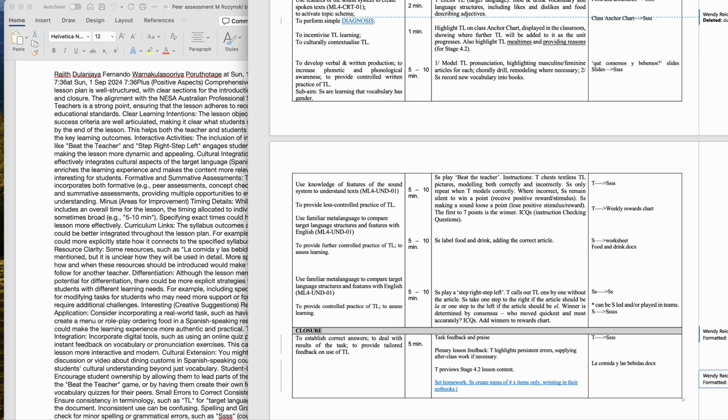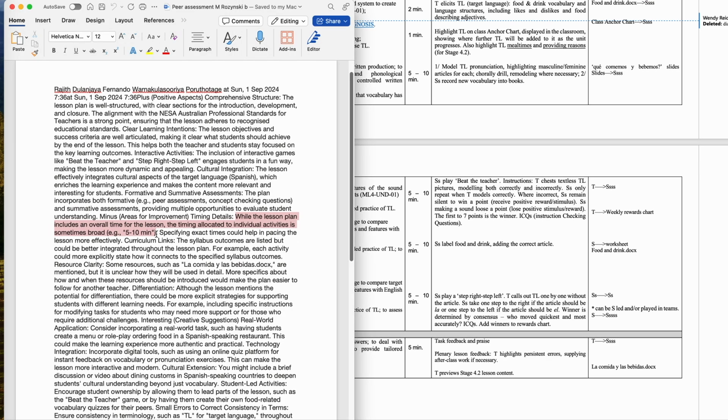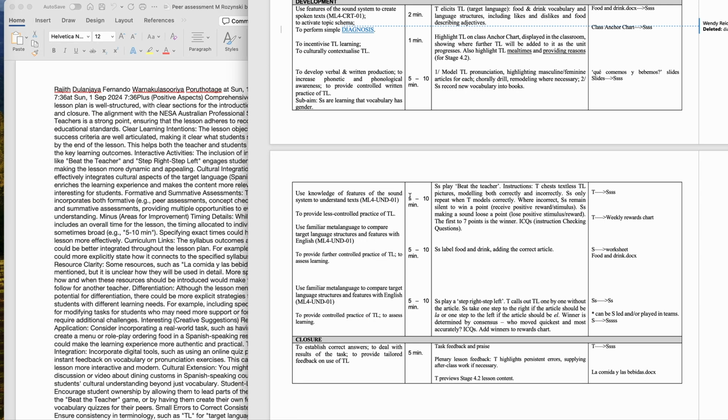Finally, feedback queried my timing metrics here, my broad 5 to 10 minutes for these development stages of the lesson. On re-evaluation, this does give me flexibility. I'm aware that these are the longer stages of the lesson. They may end up being shorter, and that may be based on my previous diagnostic. It might be based on how well the task plays out, and it's based on experience with these tasks that I need to be flexible with timing, and it's supported in the literature.